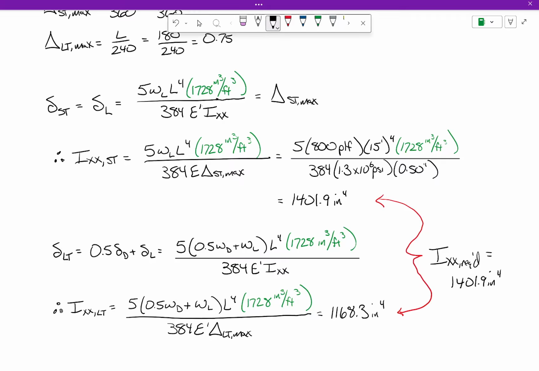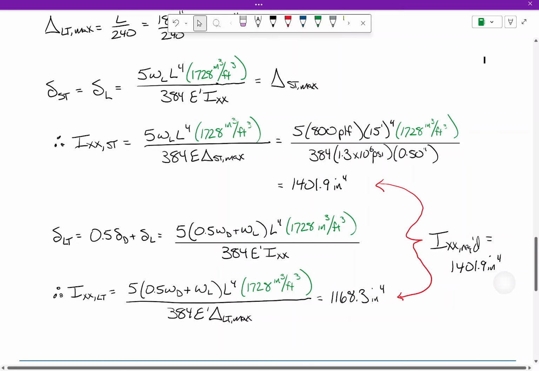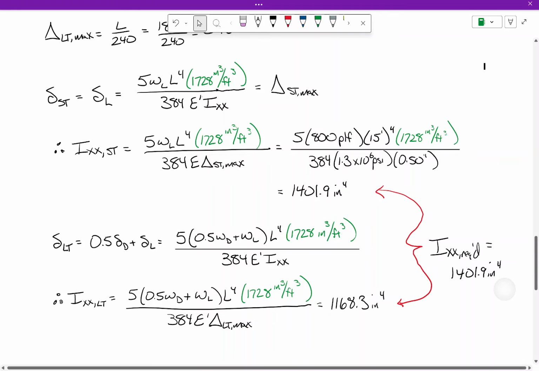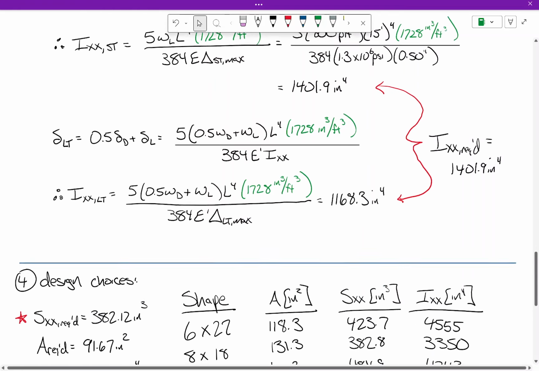Now we get two values. From those two values, take the one that governs, and we get 1401.9 inches to the 4th. Again, I'm going through these steps pretty quickly. You can review the previous video where I go through it in detail.